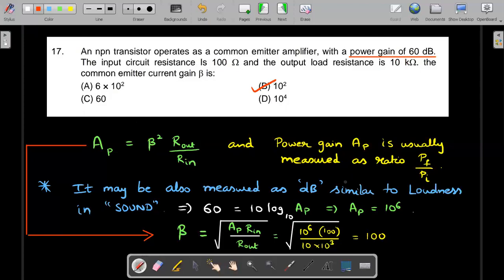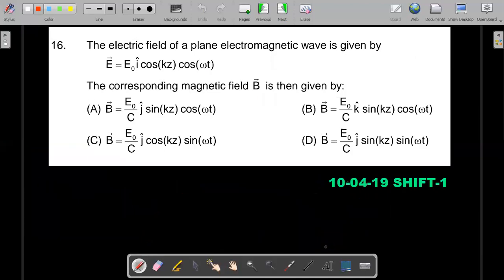So you should know what is meant by this. In the exam situation, if suddenly he asks 60 dB, just try to use some common sense and get out of it. Okay, right. So let's move on.